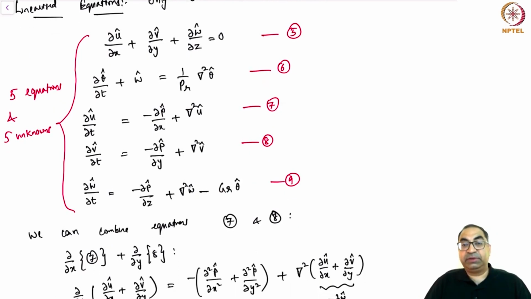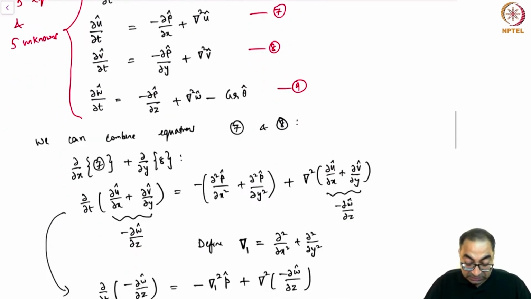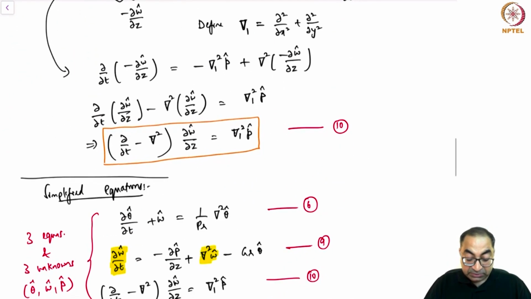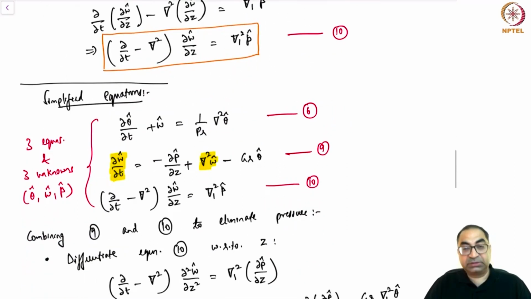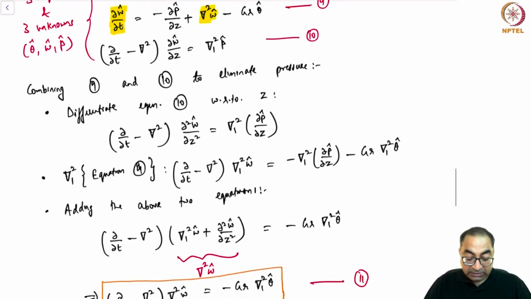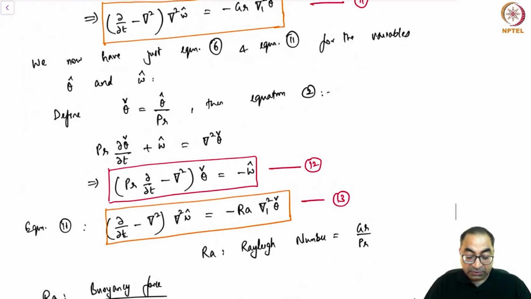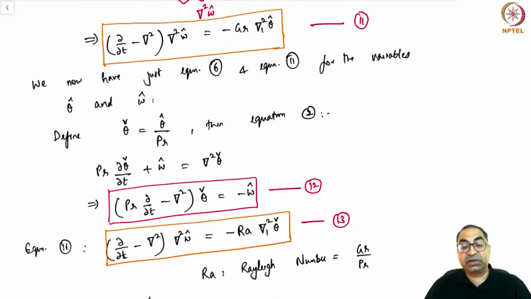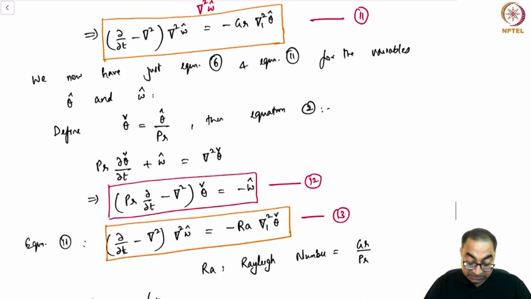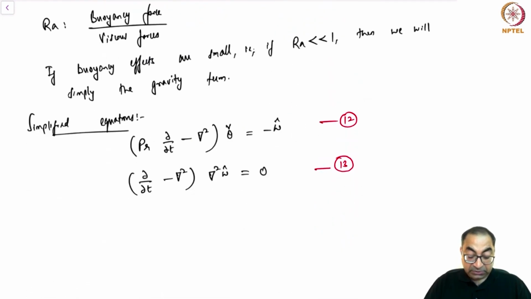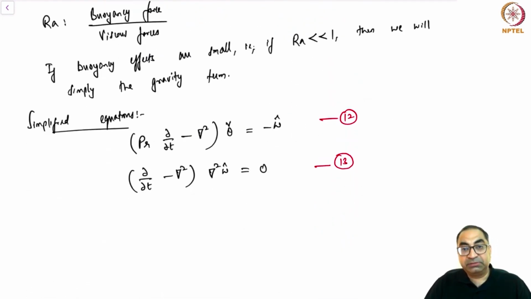And we have the linearized equations. We started with 5 equations and 5 unknowns. We did some simplifications to reduce the number of equations. We got 3 equations and 3 unknowns. Then finally we did one more simplification and we got 2 equations and 2 unknowns, a coupled set of equations for the velocity perturbation and the temperature perturbations. Then we also said that buoyancy terms are negligible. We'll consider a situation where the buoyancy terms are negligible or Rayleigh number is small.